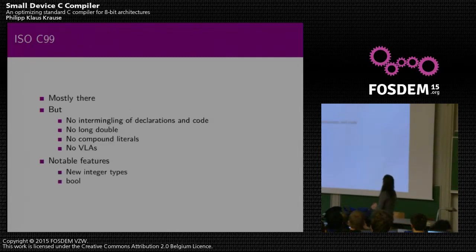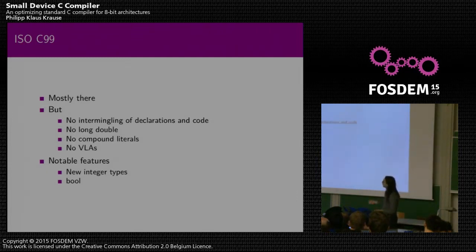Okay, so there's the C99 standard. We're also mostly there, but there are bigger gaps. This intermingling of declarations and code is not there, so declarations have to be at the beginning of a block. We don't support long double. Well, not surprising if we don't support double. Compound literals are not yet supported, and variable length arrays are not supported yet either.